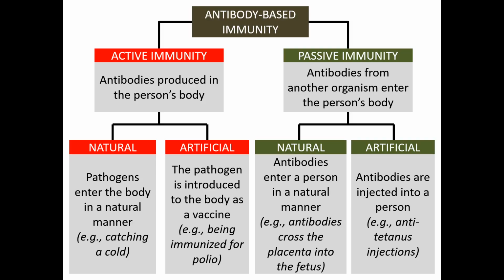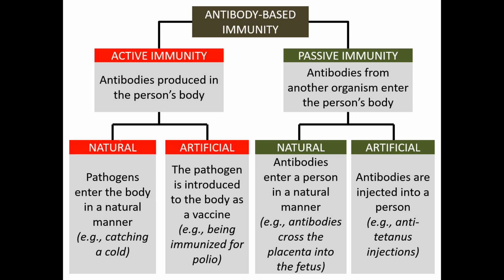Now let's talk about antibody-based immunity in a little bit more detail. So you can have active immunity versus passive. Active means that your immune system is actively being stimulated, which leads to the production of antibodies by your own body. Passive means your immune system is not stimulated. Instead, you're being provided antibodies that were made by somebody else or something else. So active, immune system stimulated, you make your own antibodies. Passive, you're being given antibodies from some other source.